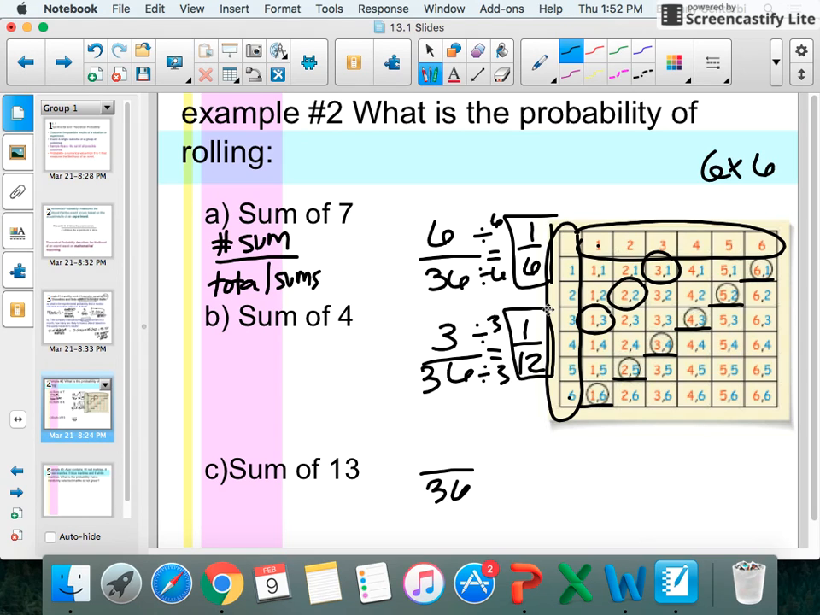Now for the next one, there's a sum of 13. If we look at the very corner, our highest number, if we do 6 and 6, 6 plus 6 gives me 12. So there's nothing higher than 12 that I can roll. And 13 is greater than 12, so it's impossible for me to roll a 13. So that is a 0. 0 divided by 36 is 0. So there's a 0% chance that I'm going to be able to roll 13 with 2 dice, because dice don't even add up to 13.